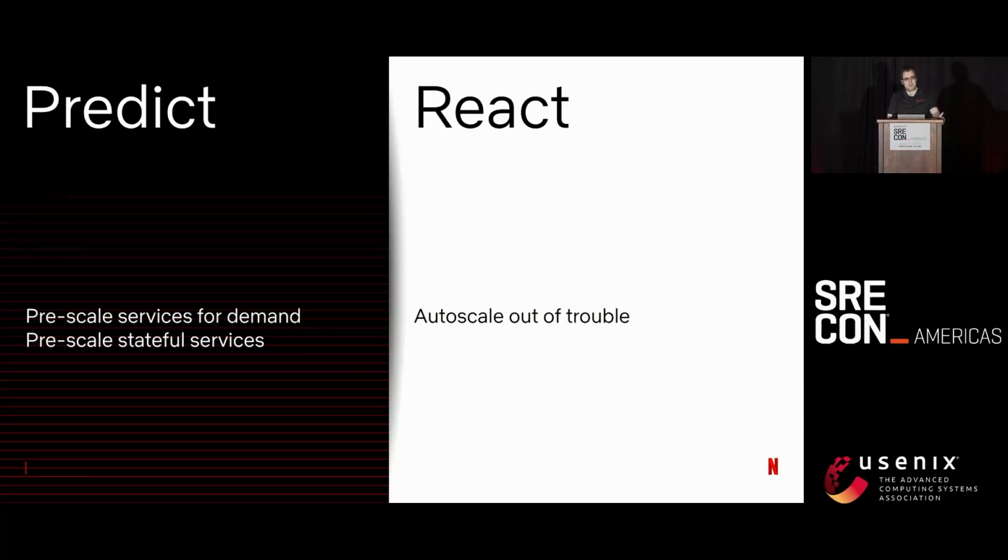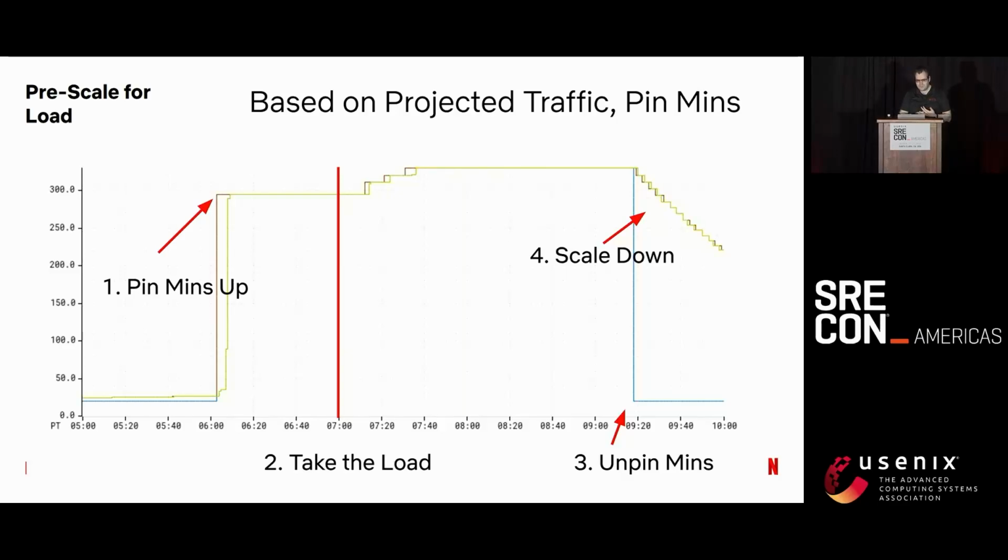All right, now that we understand buffers, we can use that to predict and prescale our services, as well as react and set up our autoscaling policies. Prescale is pretty straightforward. If you know a load spike is coming, because you know that you're keeping those services in their linear region, you can linearly extrapolate and pin the mins up on those server groups before the load. So in this case, at step 1, we pin the mins up, then the load happens, a little bit of autoscaling happens at the top, and then finally, after the load, we scale back down.